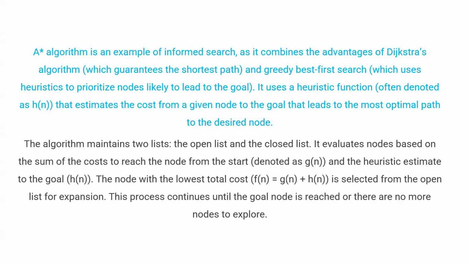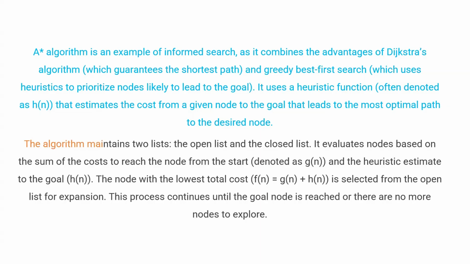A-star is an informed search algorithm, also known as best first search. This means it uses a heuristic function to guide its search. Unlike uninformed search algorithms like breadth first search or depth first search that explore blindly, in the case of A-star, it uses an intelligent estimate to prioritize which path to explore, making it much faster in such scenarios.